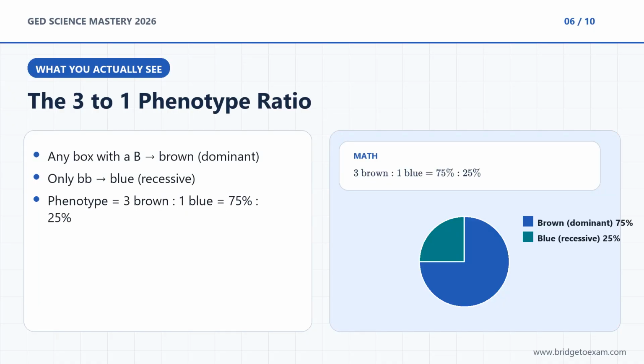Now turn genotypes into what you can actually see, the phenotypes. Remember, brown is dominant, so any box with at least one capital B looks brown. 3 of the 4 boxes, BB, Bb, and Bb, have a B, so they are brown. Only the last box, bb, is blue. So the phenotype ratio is 3 brown to 1 blue, which is 75% brown and 25% blue. Look at the pie. 3/4 brown, 1/4 blue. That 3 to 1 ratio is the signature of a heterozygous cross.